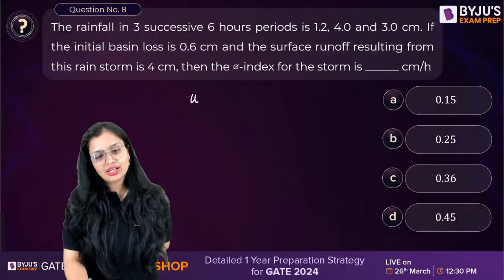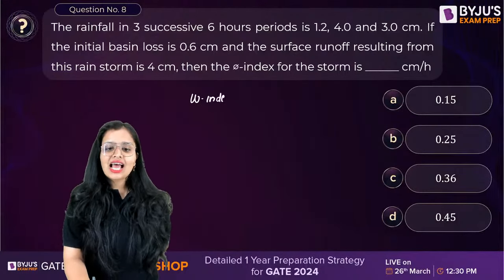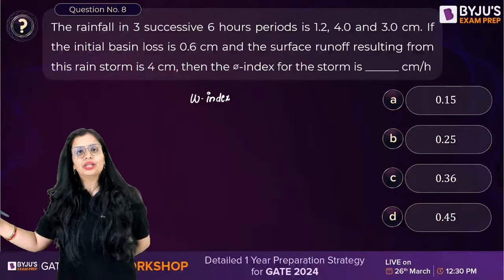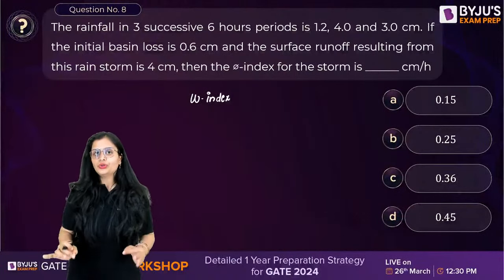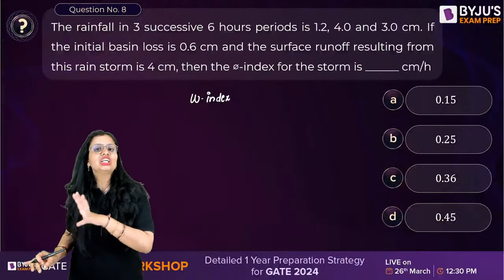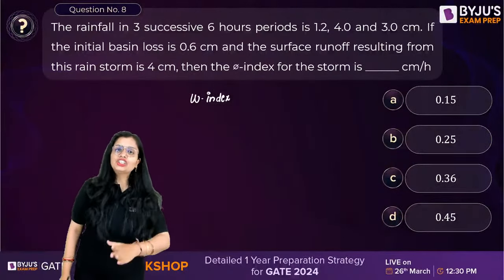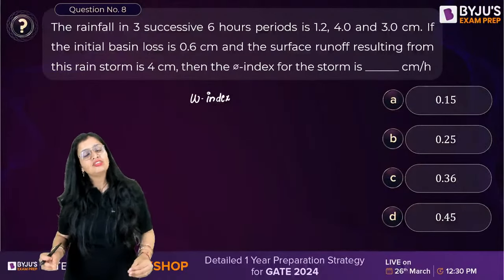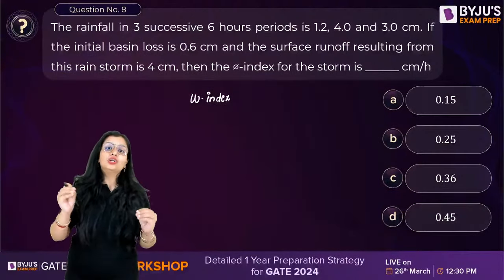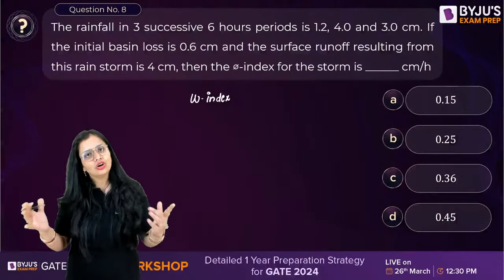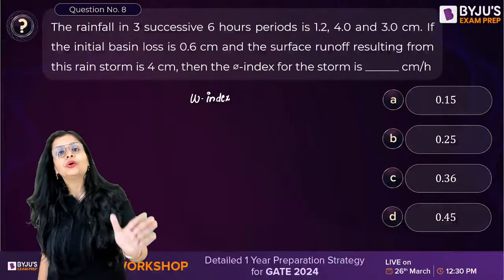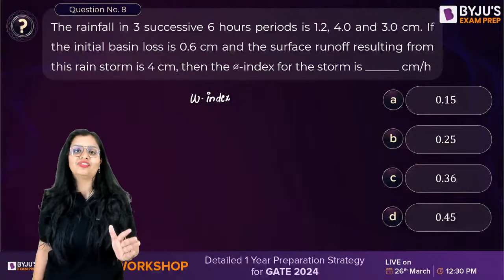So let's calculate W index. W index is the average infiltration rate over the entire storm period. I have already told you in W index initial losses are not taken. Initial loss को हम नहीं लेते हैं. So whenever in the question they are giving you initial loss, don't neglect that. If they are not giving you, assume it to be 0. But if it is given to you in the question, you have to consider it. It is very, very mandatory.